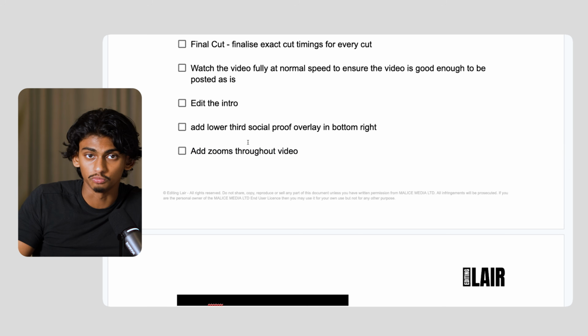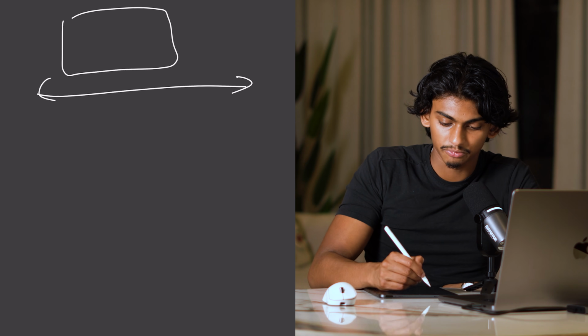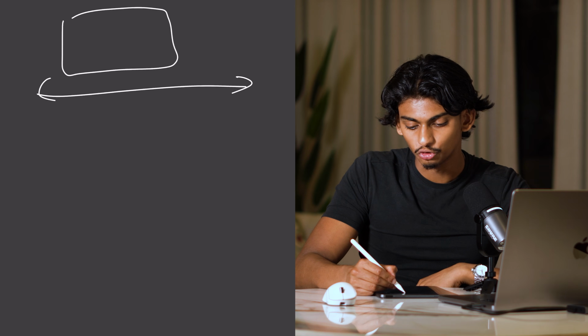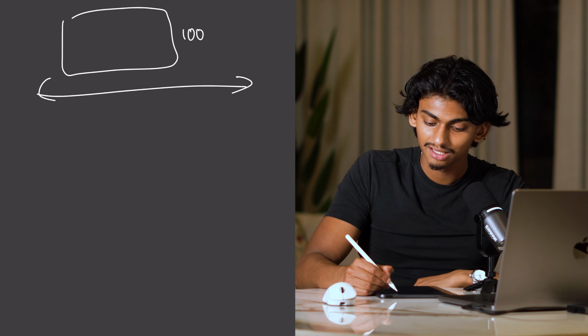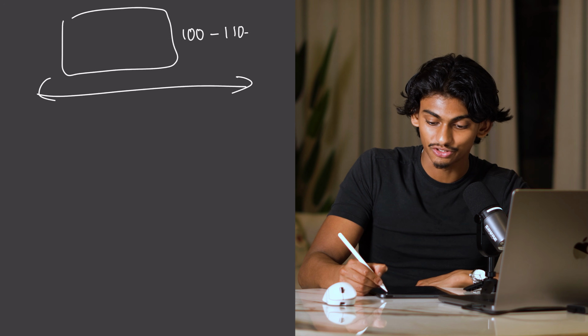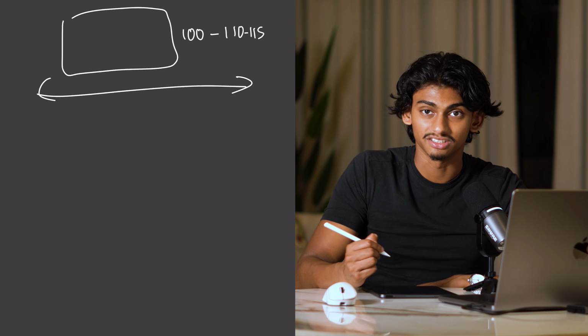Next, I'm going to be adding zooms throughout the video. I like to do zooms all in one go, where essentially I'm just going to do little zooms to keep the video engaging. If it's a faster paced, less mature audience, I'm going to be more exaggerated with my zooms. So I might be zooming from, let's say 100 is the base, all the way up to 110, maybe even 115 from a single zoom.